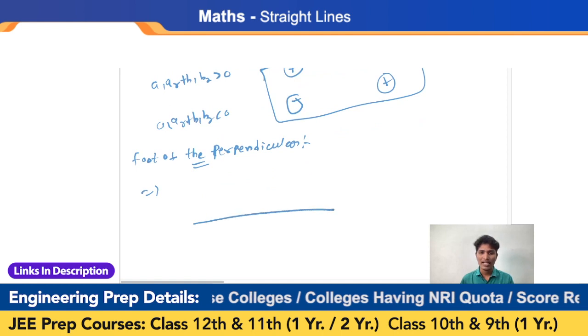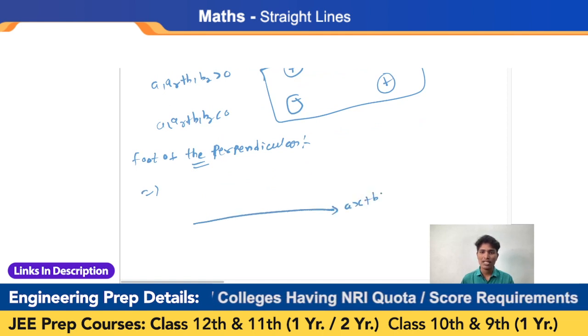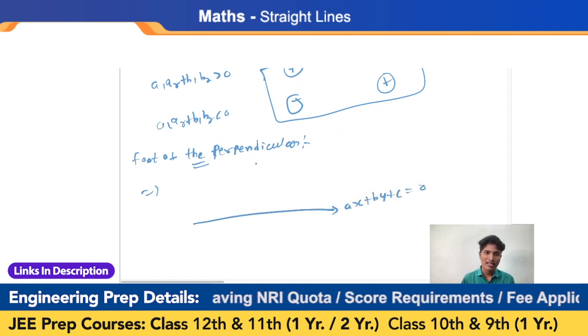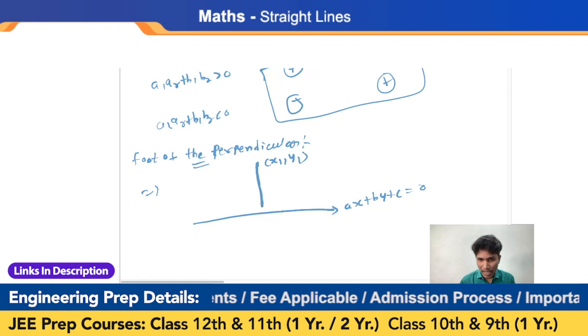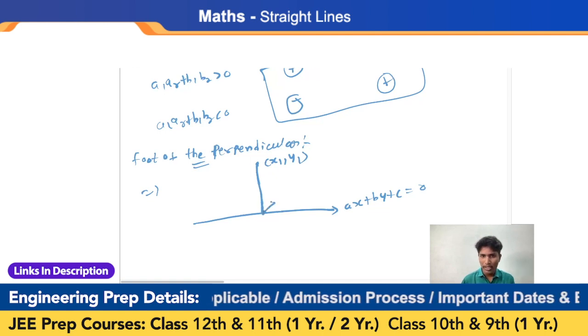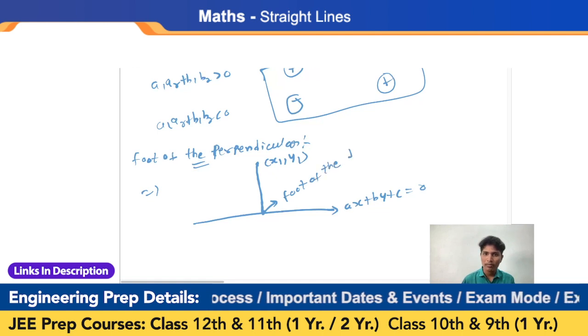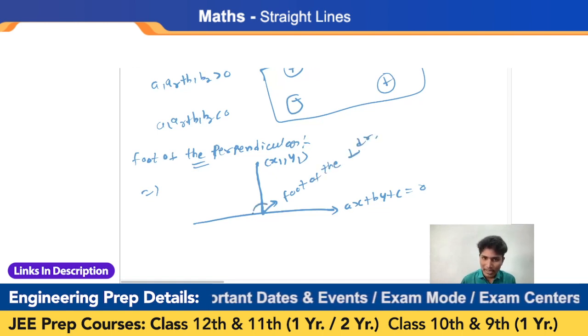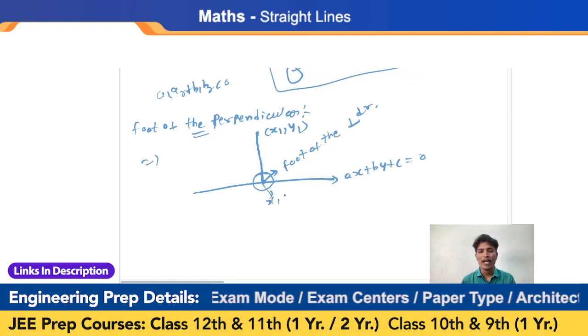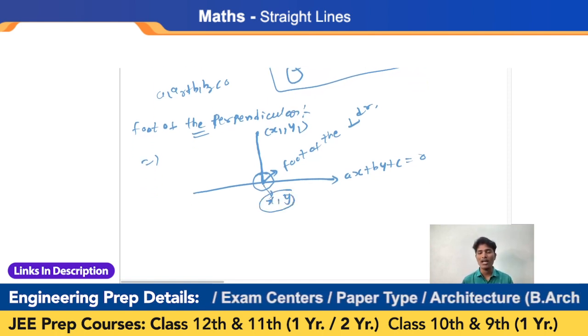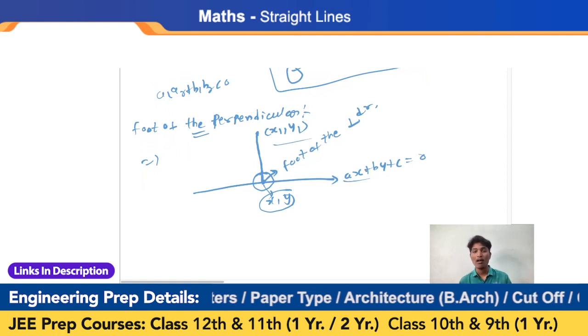Suppose this is a line ax plus by plus c is equal to 0, and there is a point x1 comma y1. If I drop the perpendicular here, this point is called the foot of the perpendicular. I want to calculate this point. How to calculate? Let it be x comma y.